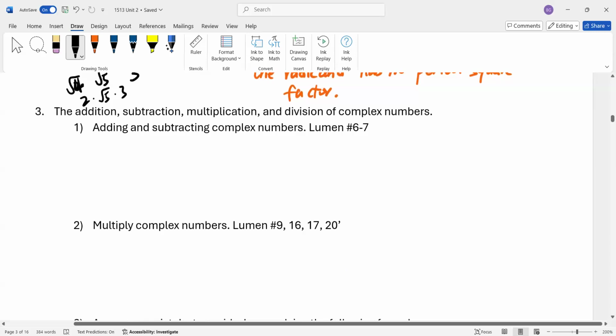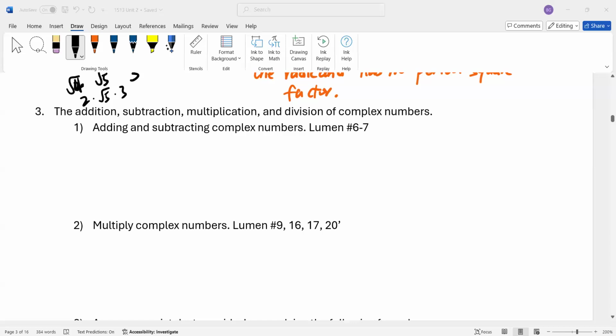Topic 3, we're going to talk about the operations of complex numbers. Let's see how we add, subtract, multiply, divide complex numbers. The challenging part is the division. For the addition, subtraction, multiply, I'm going to do as fast as I can, okay? 6 and 7, let me get a problem. We do have an issue: our Lumen does not provide as many problems as it should.